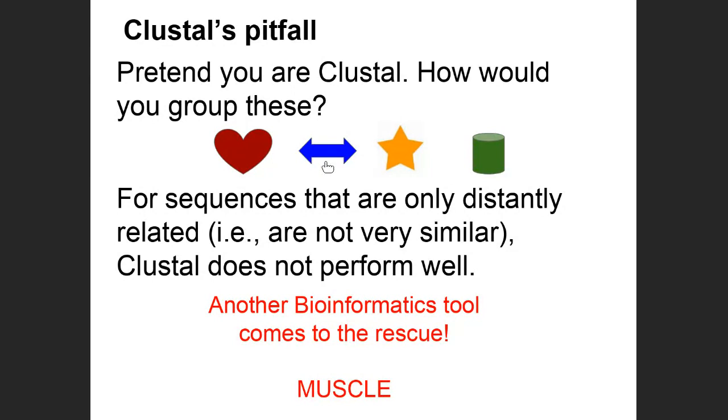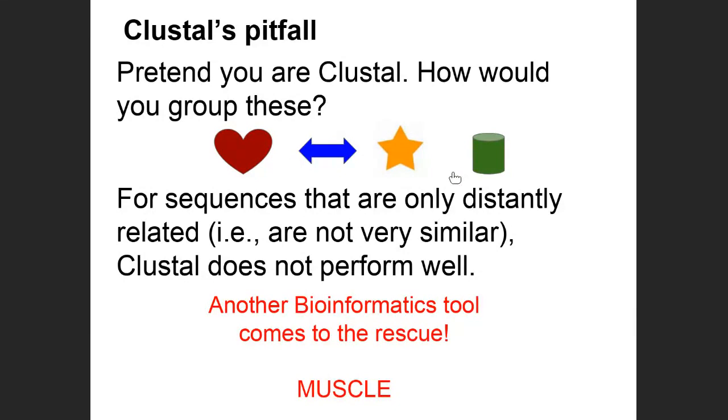Sometimes the sequences we're comparing are so dissimilar that it is hard to even start with which 2 we group together. So if these were sequences and we put them in Clustal, because they are so different, we say that they are evolutionarily distant. And then Clustal doesn't perform very well. Maybe there are different opinions.